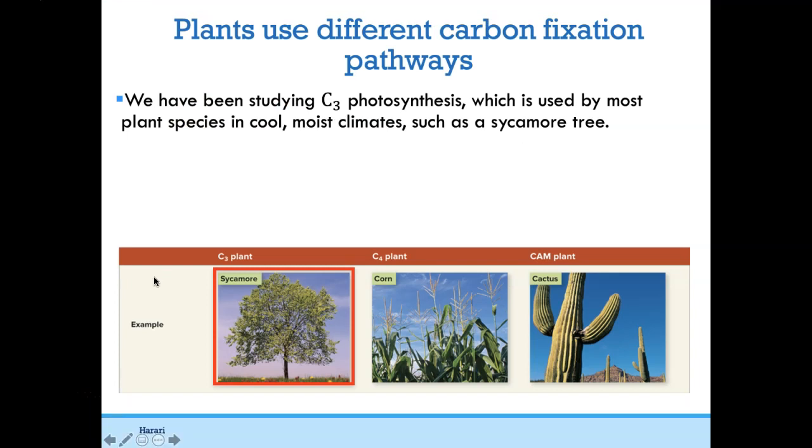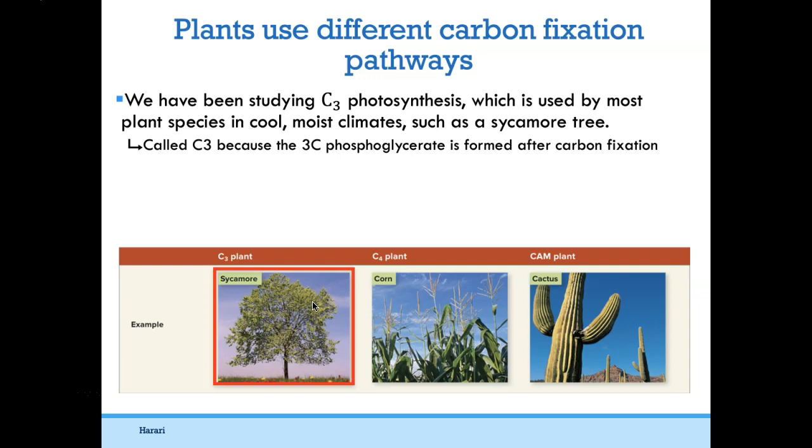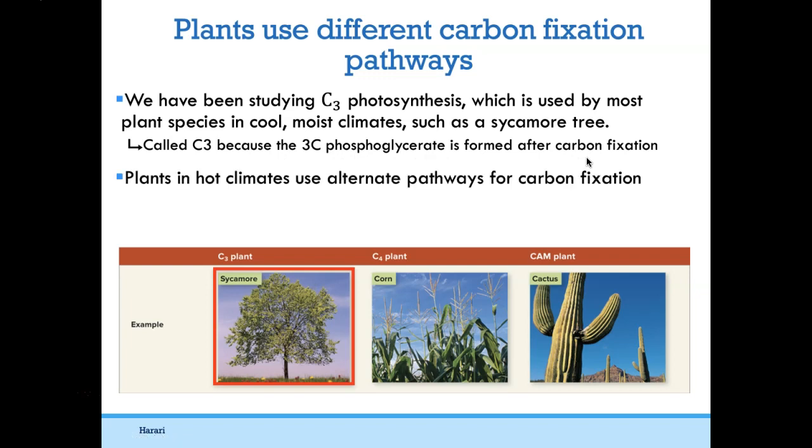So plants could use different carbon fixation pathways. And so far, we have been studying C3 photosynthesis, which is used by most plant species that live in cool, moist climates. It's like a sycamore tree. That's where C3 photosynthesis, like we just studied, is perfectly fine. And it's called C3 because there's a 3-carbon phosphoglycerate formed after carbon fixation. That's a side point. But plants that live in hot climates cannot use the same pathways for carbon fixation.